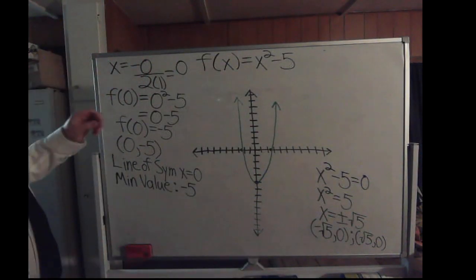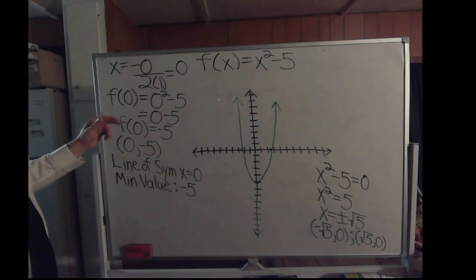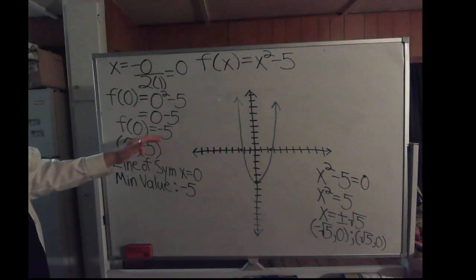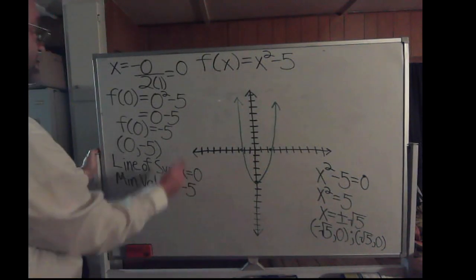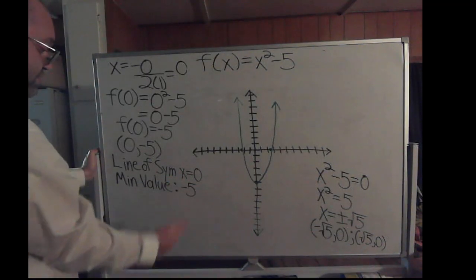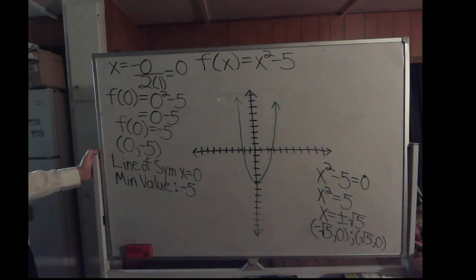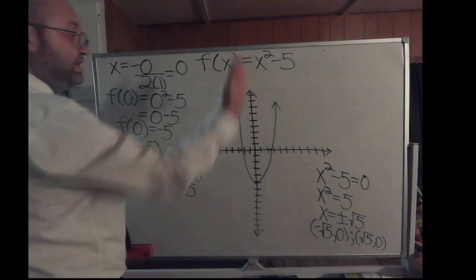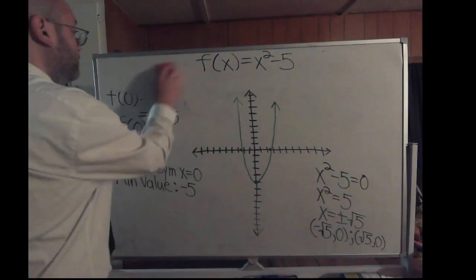So start by finding the vertex, which is going to be x equals negative b over 2a. And then to find the y-coordinate, you put that value in for the function. I got f of 0 equals negative 5. The line of symmetry is x equals 0, because it's also x equals negative b over 2a, which is 0. To find the minimum value of this function, it's just that f of 0 equals negative 5. And then you want to solve for the x-intercepts, and then you just connect the dots and you draw your parabola. That's really all there is to it. And I do have more.